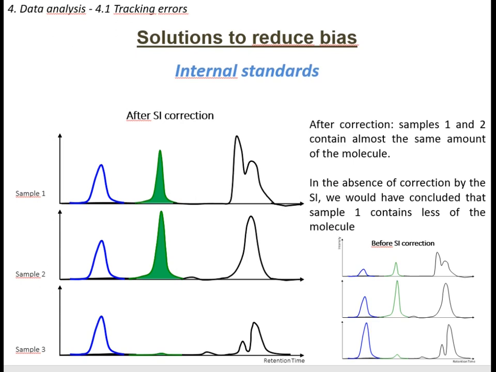So this is what is given after internal standard correction, and on the bottom right, that was before. So before, you might have concluded that sample 1 contains less of the green molecule than sample 2. But if you correct by the internal standard, you see that this difference is not obvious at all. And it will also reinforce the difference with the third sample, in which the peak has been reduced due to the internal standardization. So this will give you, hopefully, a better quantification, or relative quantification, of all the molecules of interest.